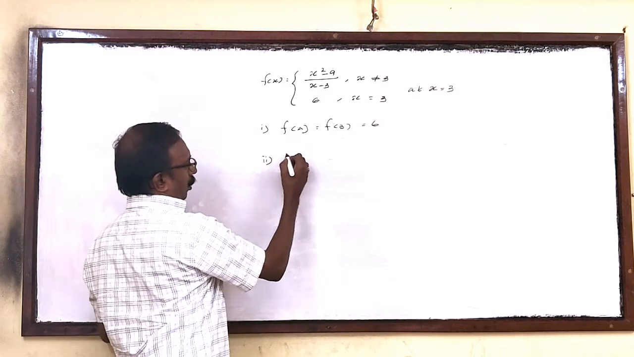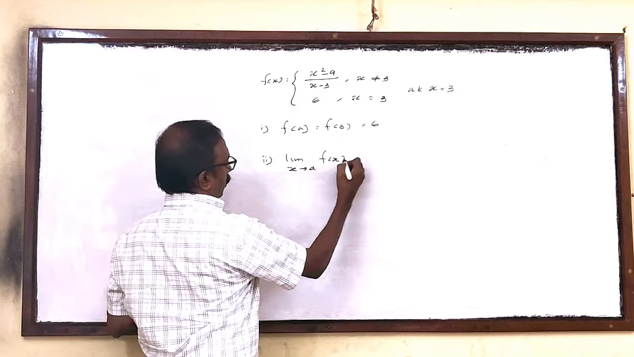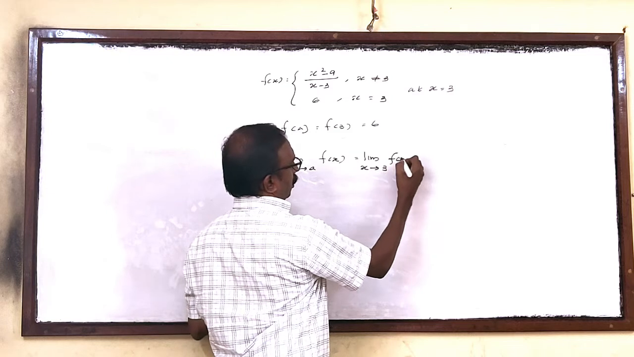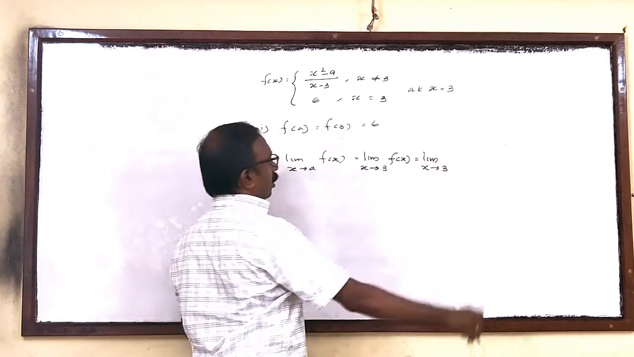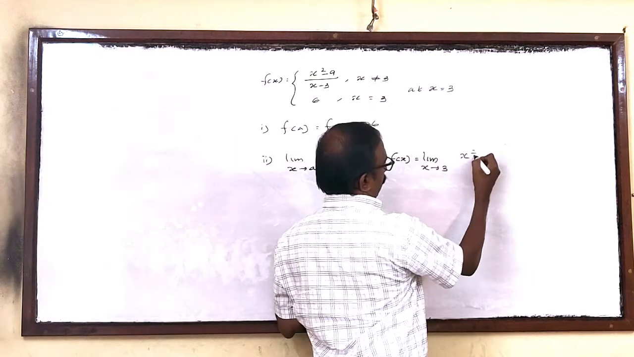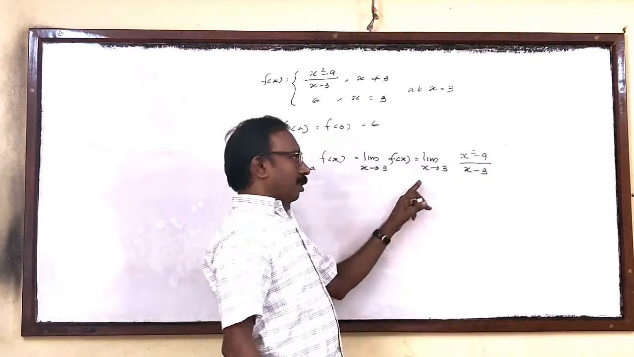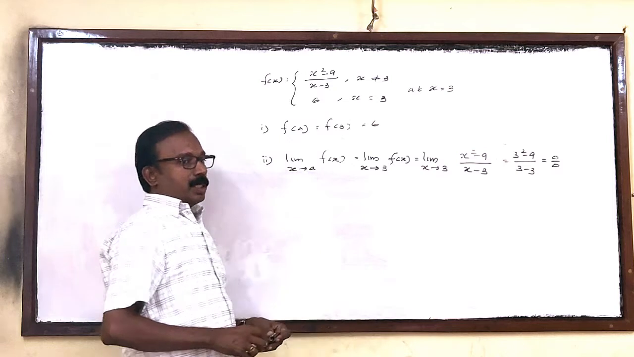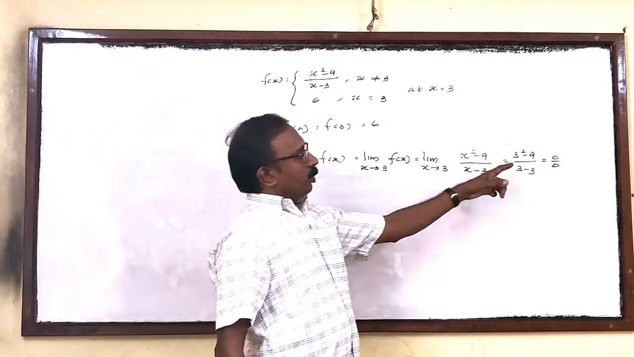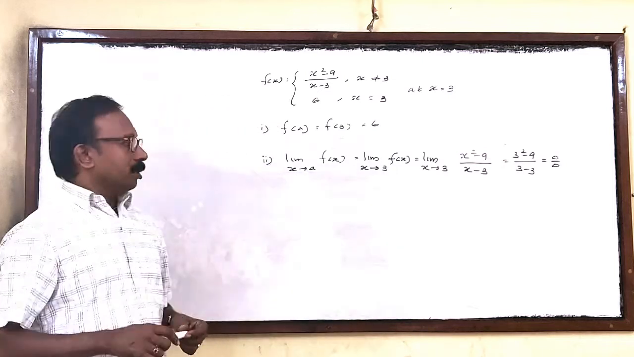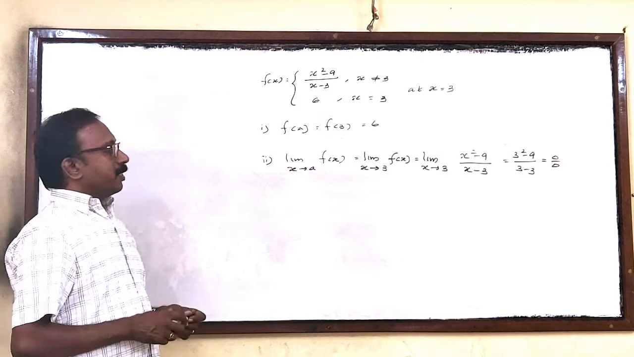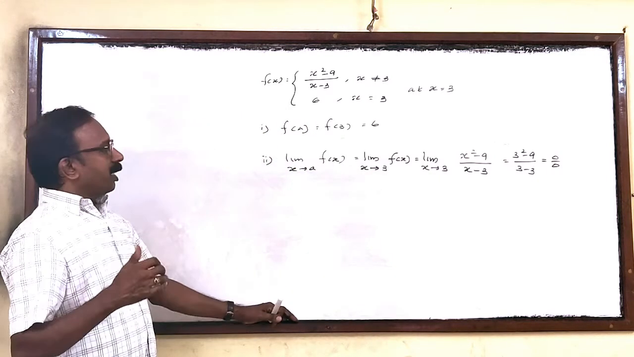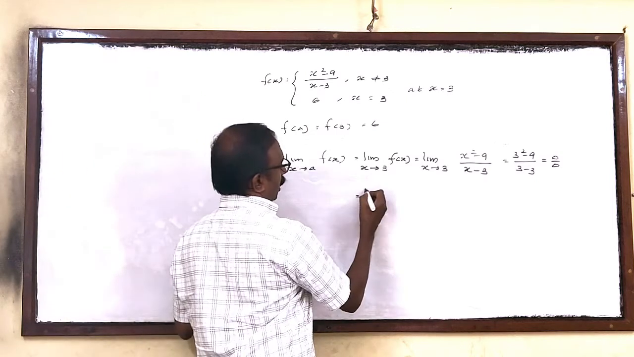Second condition, limit of x tends to a f of x. Limit of x tends to 3 of f of x, that is, limit x tends to 3 of x square minus 9 by x minus 3. For x is equal to 3, we get 3 square minus 9 by 3 minus 3, so it is 0 by 0. If a function is 0 by 0, then it is known as indeterminate form. We have studied this in the first four classes. If a function is indeterminate and it is a polynomial, then factorize the polynomial, in the numerator or in the denominator or in both. Here, the numerator can be factorized.